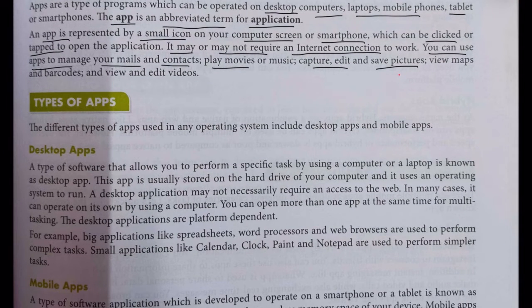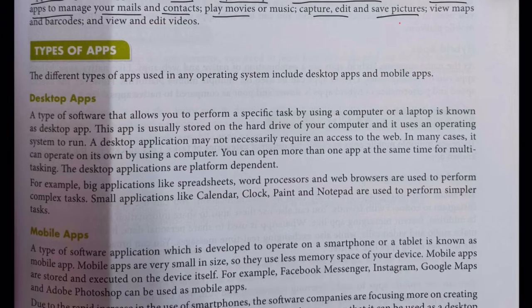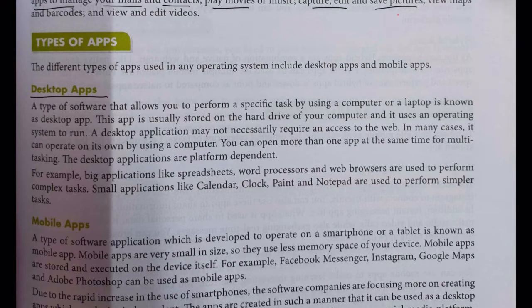Now let us see what types of applications are available to us. There are two categories which are explained in your syllabus. The first kind is desktop applications. What are desktop applications? These are softwares that allow you to perform a specific task. It can be text editing, it can be picture editing, or maybe you have to prepare a document, or prepare a PPT or something. That specific task is done by using a computer or a laptop. Those softwares are known as desktop applications.